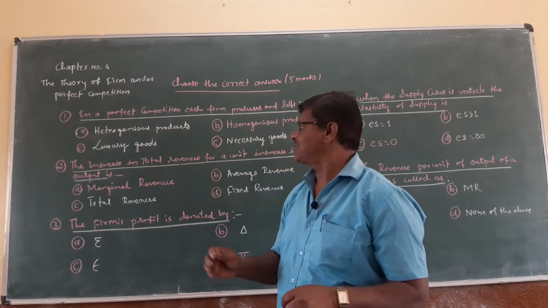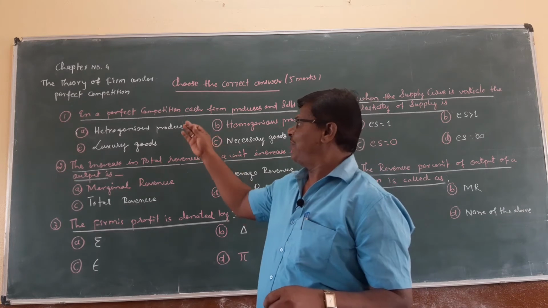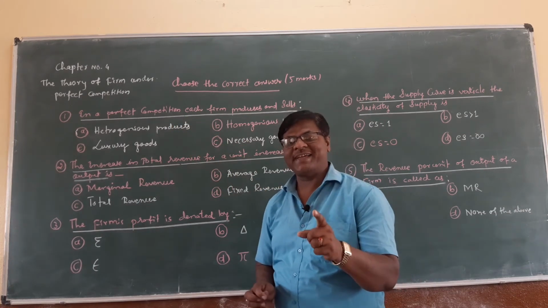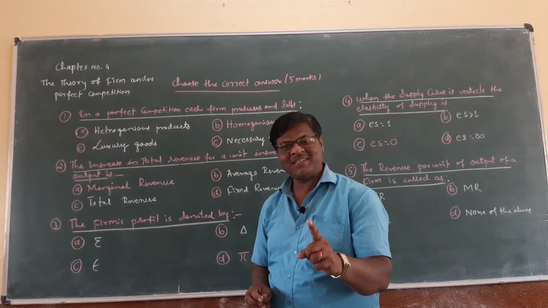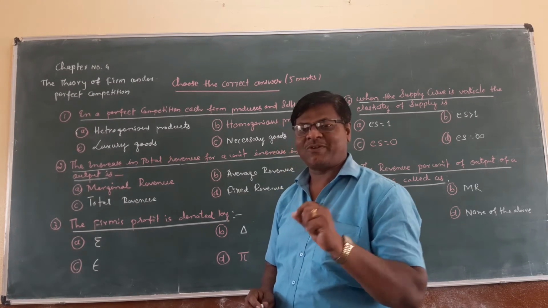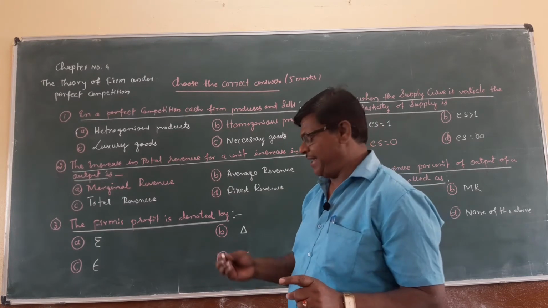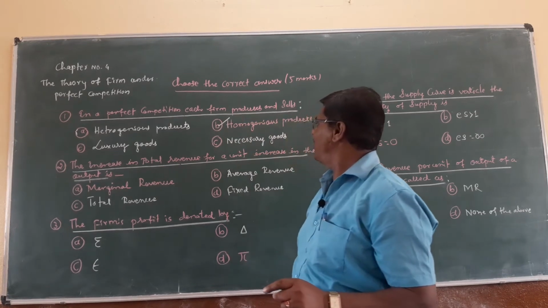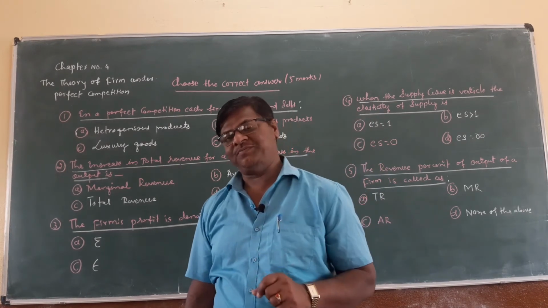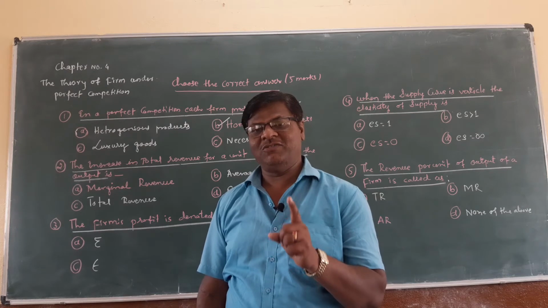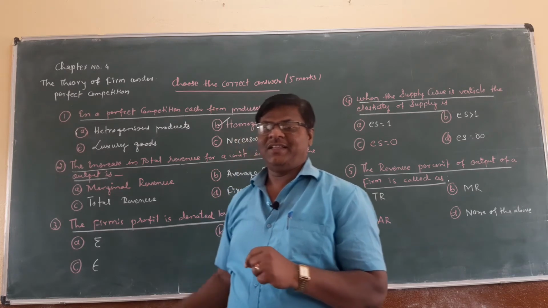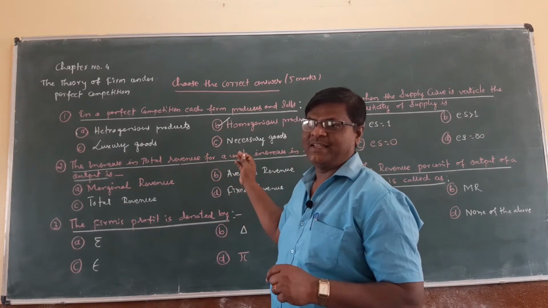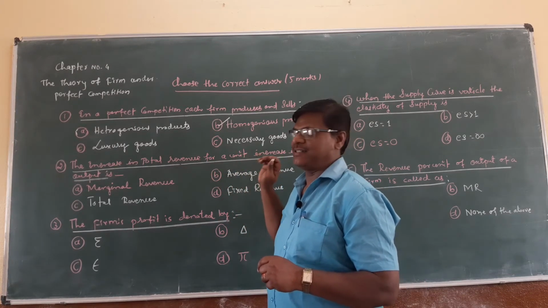The answer is, in a perfect competition, each firm produces and sells homogeneous product. The answer is B, homogeneous product. Already you know about the features of perfect competition. The correct answer is B, homogeneous product.